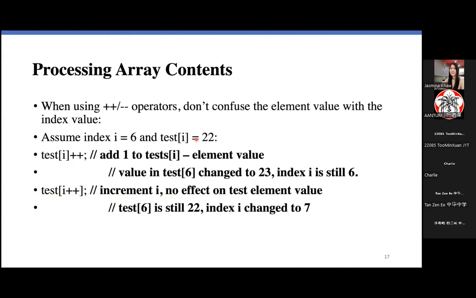So the value is still 22, but after we exit this statement, we would like to update this I value to 7. Initially, we have the I value of 6. So after we exit this statement, we will change the I value to 7. 6 plus 1, we get 7. So these are unary operators.